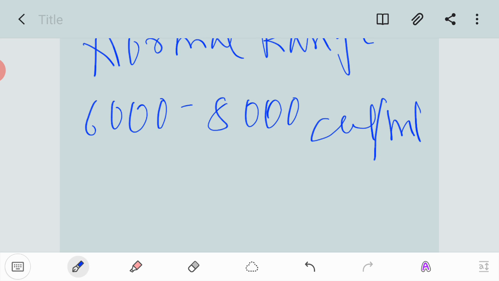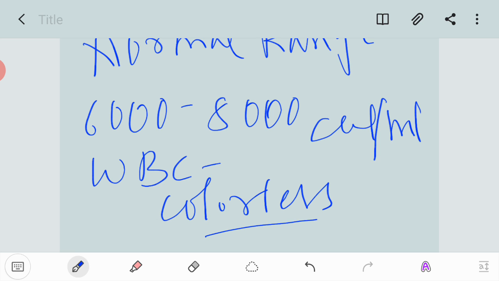And these WBCs are colorless. They don't have any color. Why? Because they don't have hemoglobin. Hemoglobin is a red color pigment. That is why our blood is red, because of hemoglobin. Because WBCs do not have any pigment, they are colorless.